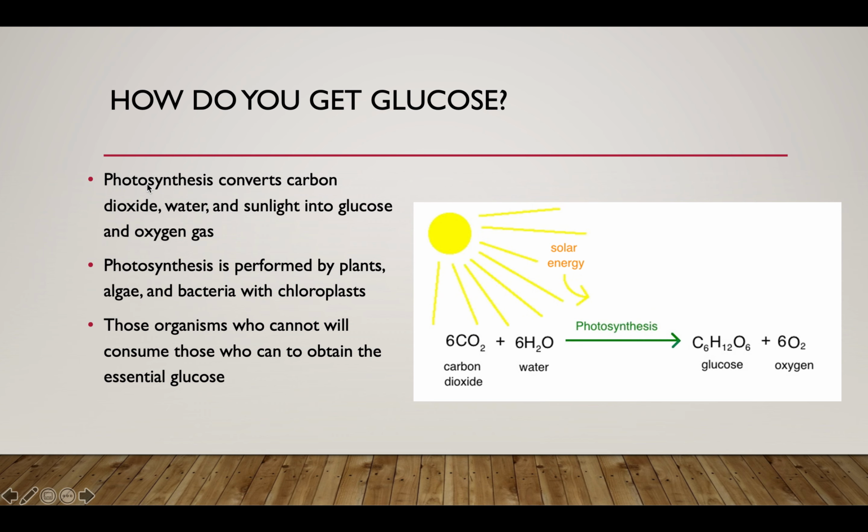Glucose comes from photosynthesis, which is a process that converts carbon dioxide, water, and solar energy into glucose, which is what we want, and oxygen gas. Photosynthesis is only performed by plants, algae, and bacteria that have chloroplasts in them. So those organisms who cannot perform photosynthesis, like us humans, will have to consume or eat those who can to obtain the essential glucose that we need for life.